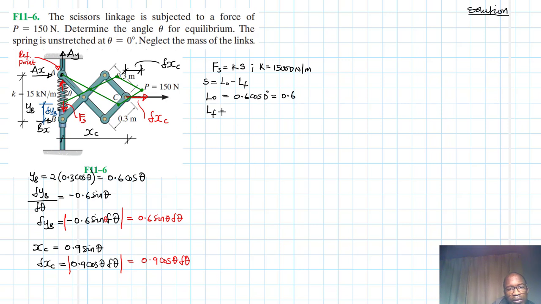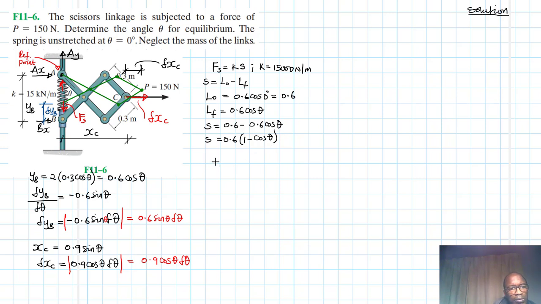L final, we are using the same equation, 0.6 cos, but we don't know the angle. We don't know the angle at which point equilibrium is going to take place, so we just put theta. So therefore our S is just going to be equal to 0.6 minus 0.6 cos theta. This we can write as just 0.6 times (1 minus cos theta). Great.